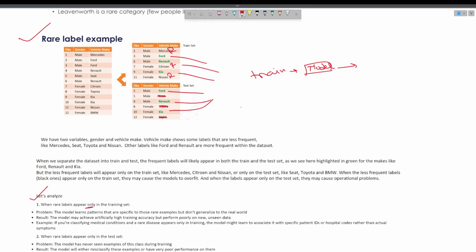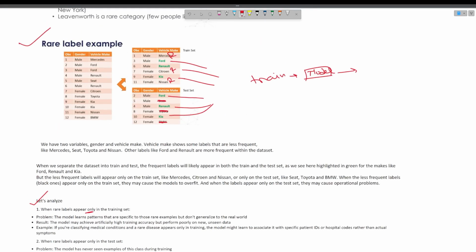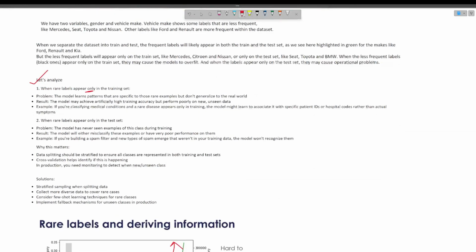But the problem arises when the model is also learning for Mercedes, Citroen, and Nissan. If someone asks, we have a male, what should he prefer? The model might say Mercedes because it's for the male, Ford, Renault at the same time. Those three answers, which is not what our goal is. So if we have rare labels, it's an issue because it might not be our goal. It can learn for those extra values, but it's not necessary.